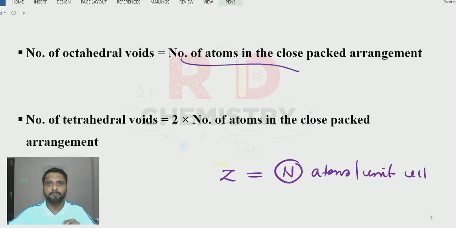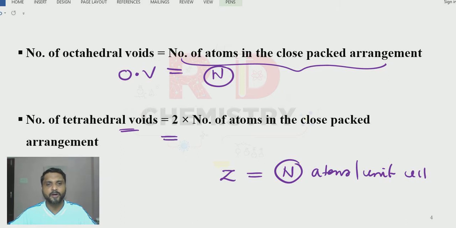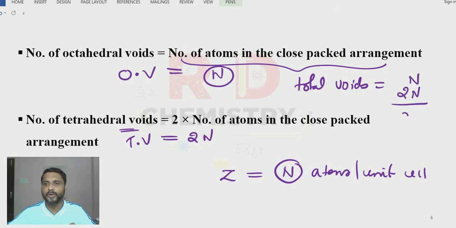Now, suppose n is the number of atoms in the close packing which form the crystal, then the number of octahedral voids is equal to n itself. How many tetrahedral voids are there? Tetrahedral voids will be equal to 2n, double the number. So remember, 1:1 ratio for the octahedral, 1:2 ratio for the tetrahedral. So how many voids are there in total? Octahedral is n, tetrahedral is 2n, therefore in total we have 3n. So 3n is the total number of voids in the given crystal system, right?